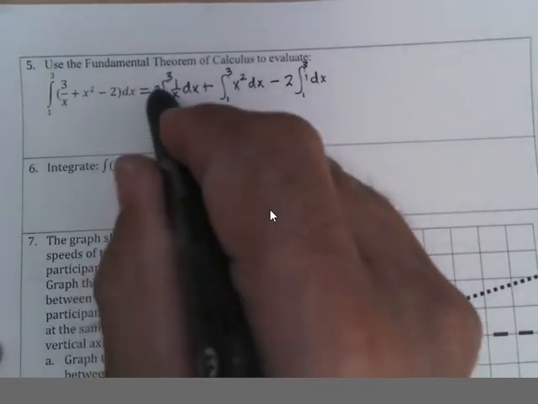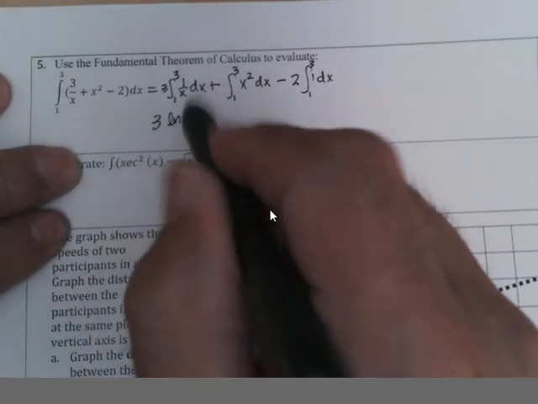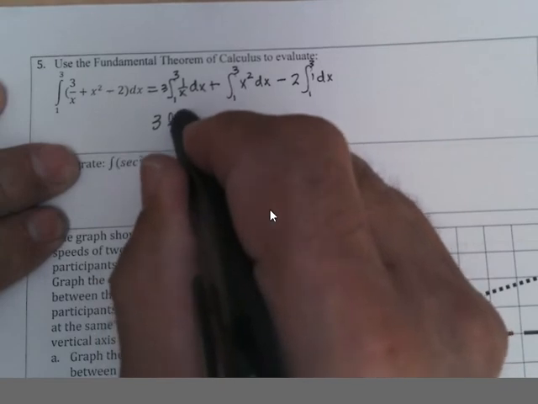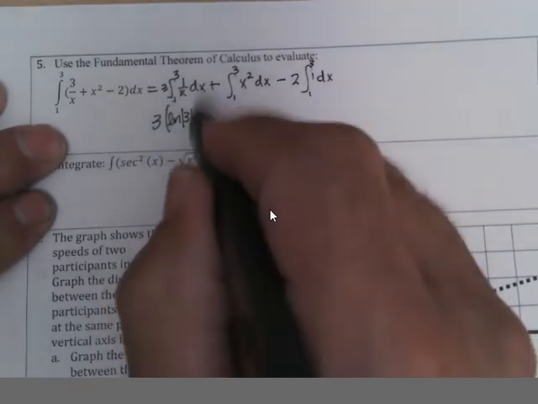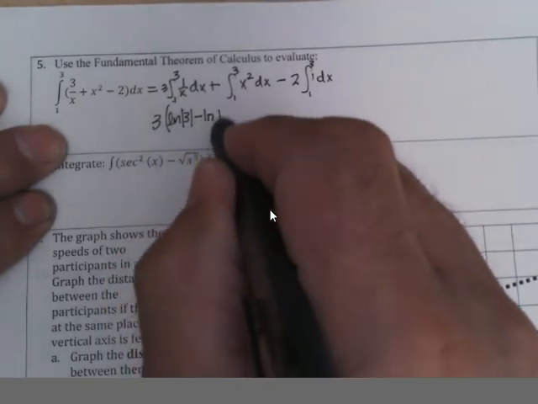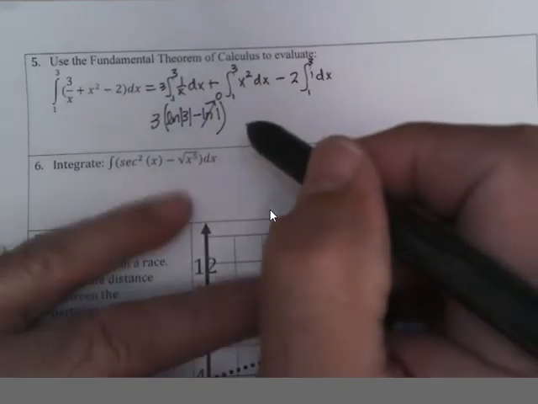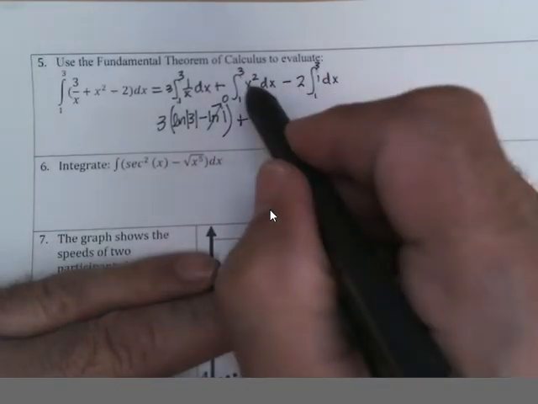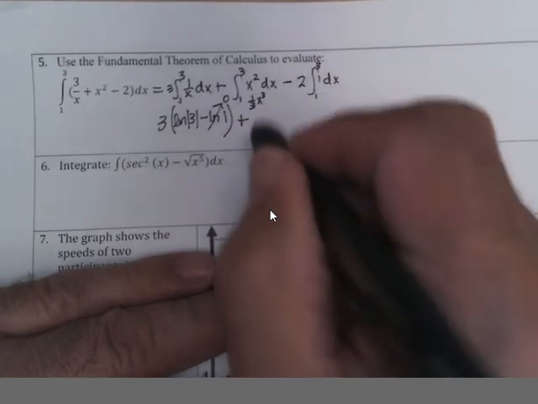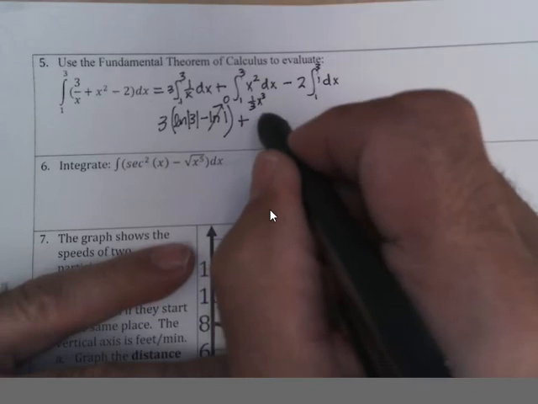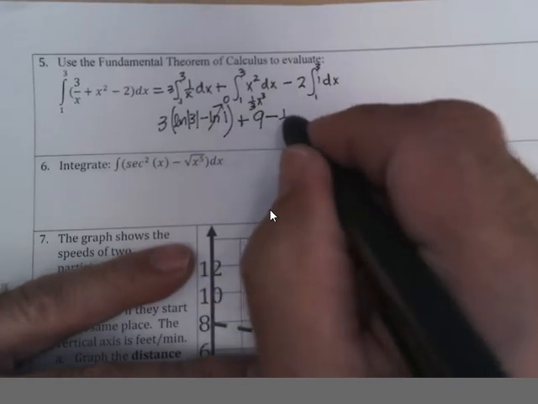This becomes 3 ln of x, but we're going to put in 3. 3 is positive, so I didn't need to put the absolute value. And then I'm going to put in 1 minus ln of 1, positive, so I don't need anything. Ln of 1 is 0. Plus, this becomes 1/3 x cubed. We put in 3, and we get 1/3 of 27, or 9, minus, put in 1, and we get 1/3.